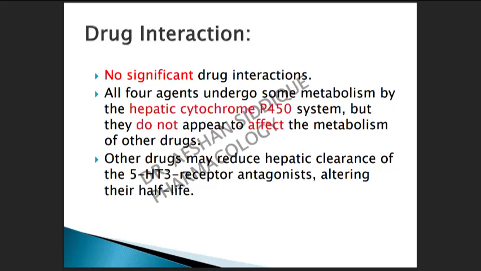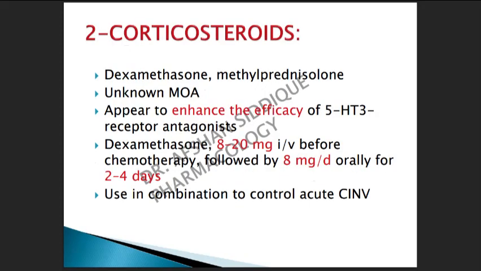Now come to corticosteroid. This is the second class of medication which we have already discussed in the previous class. It has no known definite effect, but it is thought that it acts by increasing the synthesis of prostaglandin. Two compounds are commonly used for chemotherapy-induced emesis, that is dexamethasone and methylprednisolone.